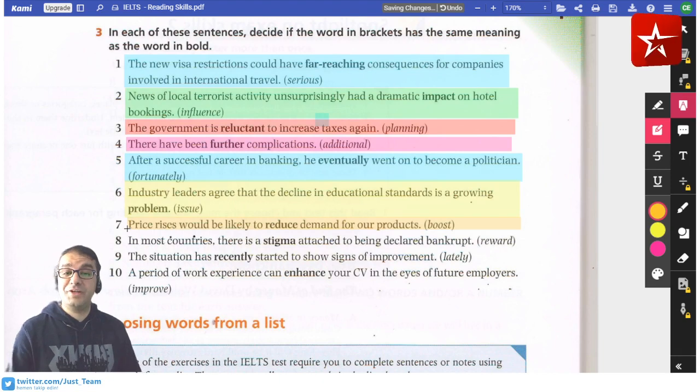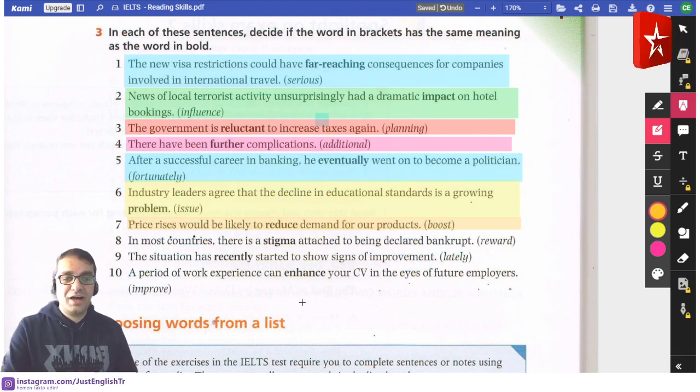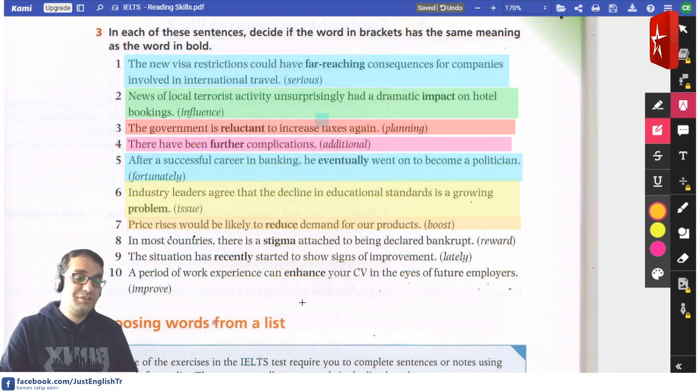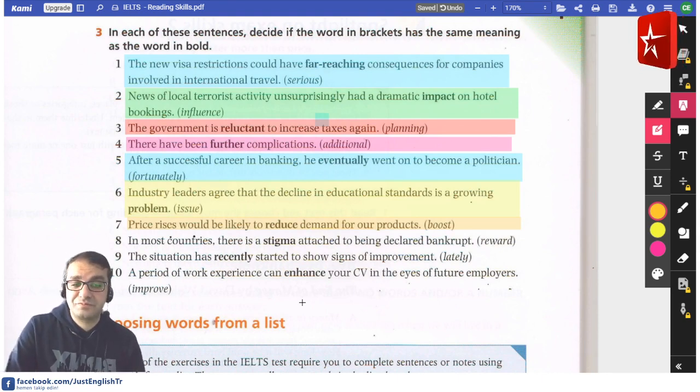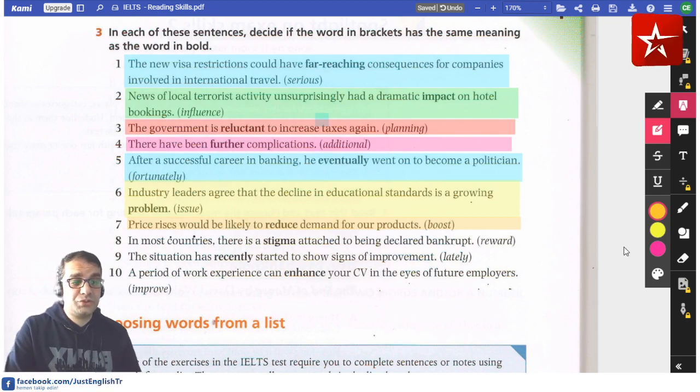Okay, let's go for number seven, folks. Price rises would likely reduce demand on a product. Boost. So, is it the same meaning or not? Of course, no. Exactly.